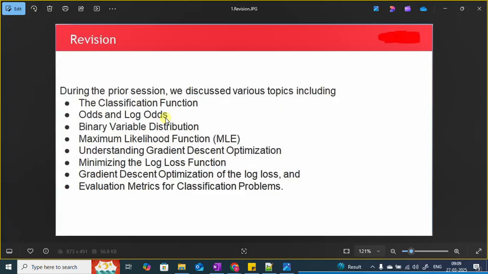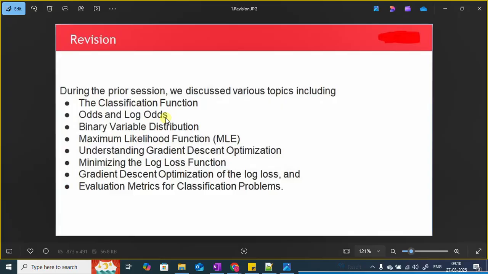Then we have seen the binary variable distribution, normal distribution curve, binary distribution curve and all. Then we saw the maximum likelihood function. Then we understood gradient descent and how to optimize it, then how to minimize the loss function. Loss is basically, as we have seen in our initial class, the difference between actual value and predicted value. For example, y actual minus y predicted. If I take the modulus value to avoid the negative component, that is nothing but loss.